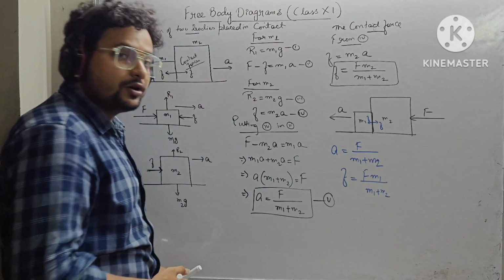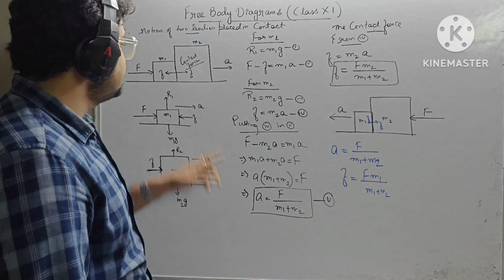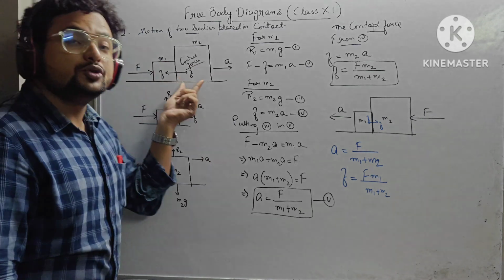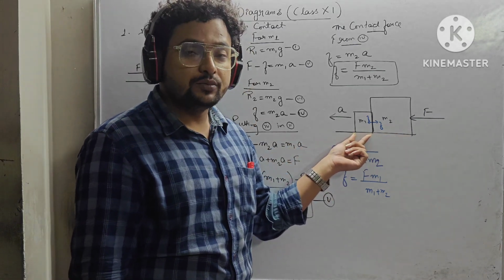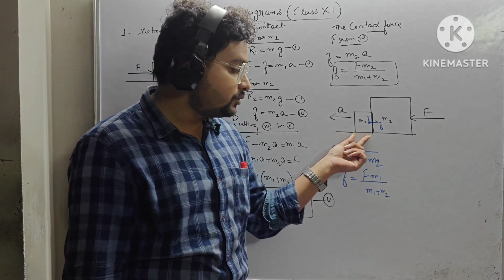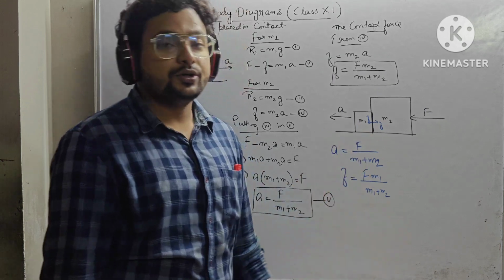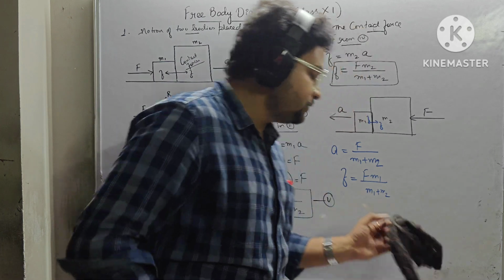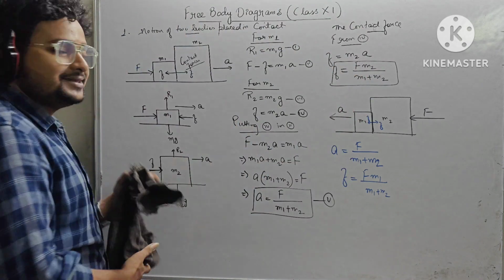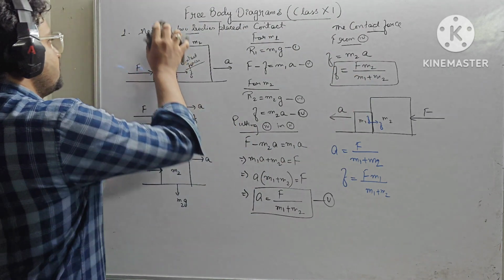Okay, this is going to be the contact force. Contact force is going to change because you see over here, the smaller body was pushing the larger body, but over here the larger body will be pushing the smaller body. So the contact force is going to change over here. Fine. Okay, so this is how to solve if two bodies are placed in contact. Next one.